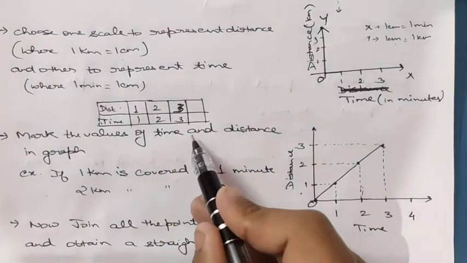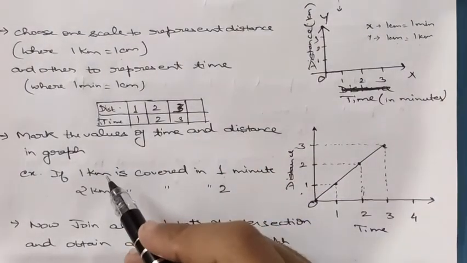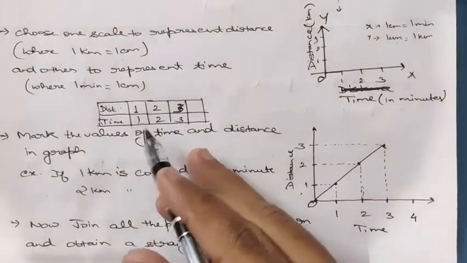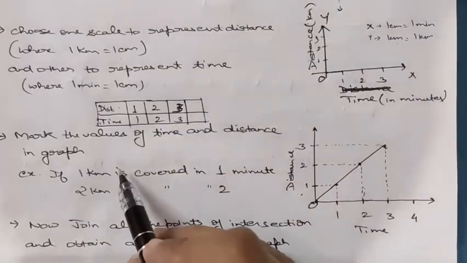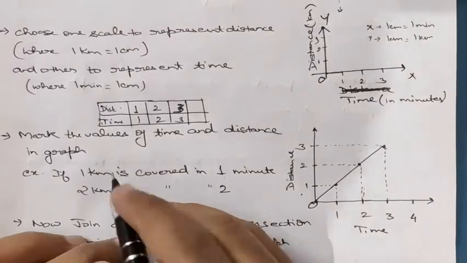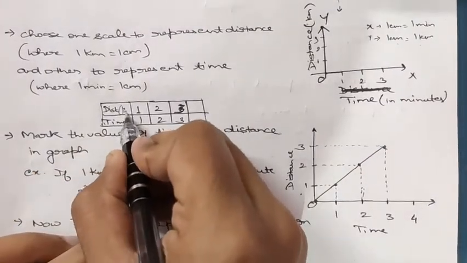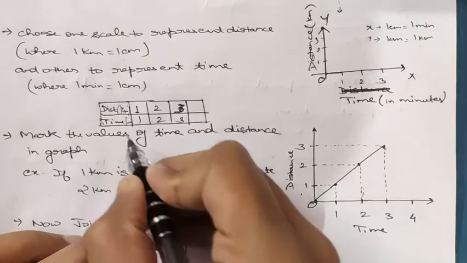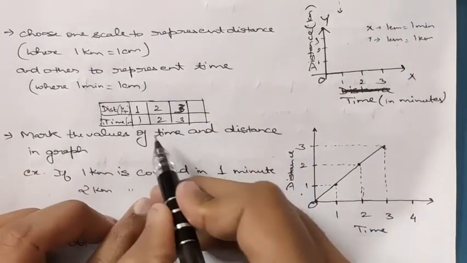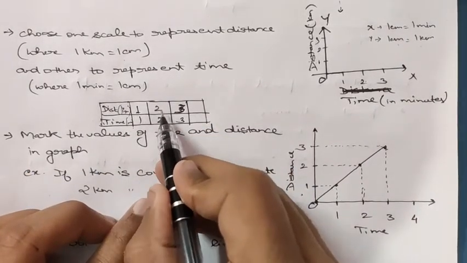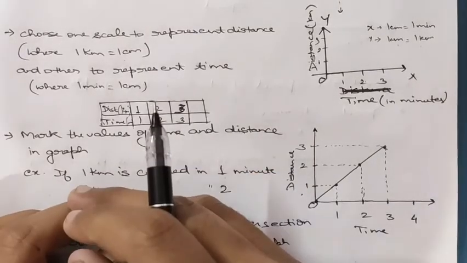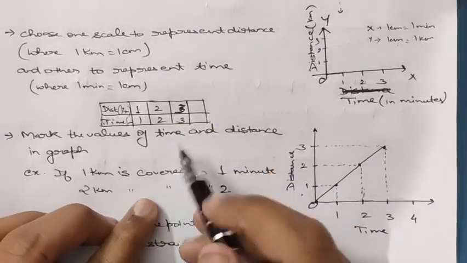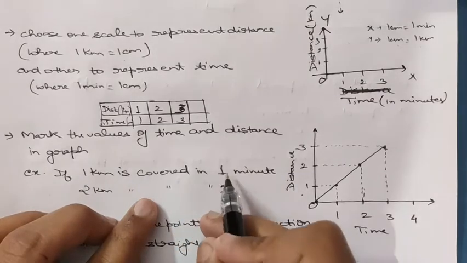Now after choosing the scale and choosing the axes to represent distance and time, we have to mark the values of the time and the distance in the graph. For example, data will be given to you in the form of a table or maybe in the form of questions. Here it is given in the form of a table. Distance is in kilometers over here, and time is in minutes. After 1 minute, the distance traveled is 1 kilometer. After 2 minutes, the distance becomes 2 kilometers, and after 3 minutes, the distance becomes 3 kilometers. So mark the values of the time and distance in the graph.